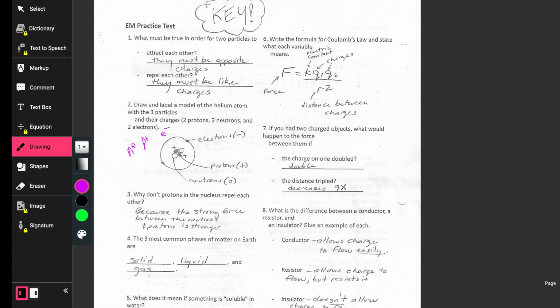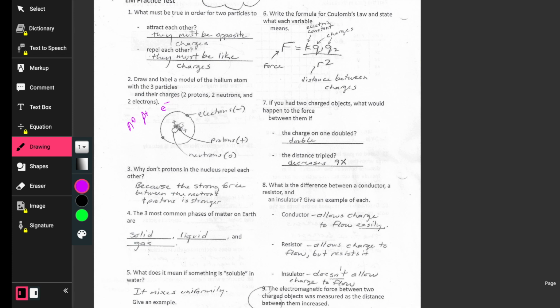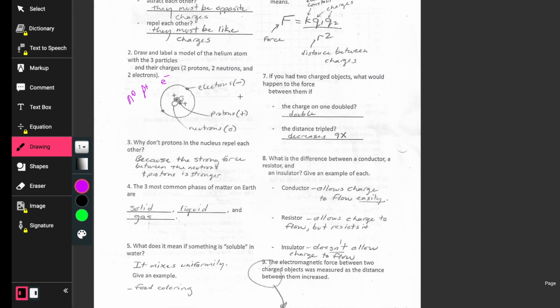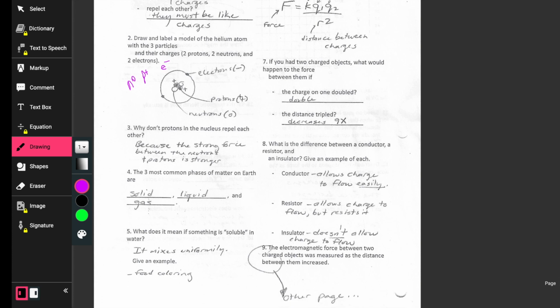F is force, K is the electric constant, charge is Q1, and then you have a second charge, Q2, divided by the distance between the charges squared, and it's R because we are assuming these charges are spherical. In more advanced electromagnetism, we can't make that assumption, and that's when you get into calculus.